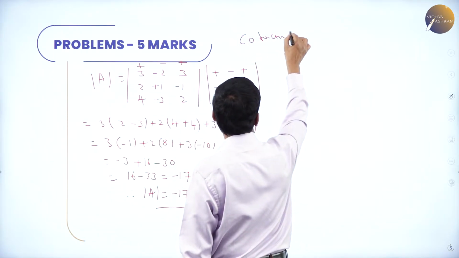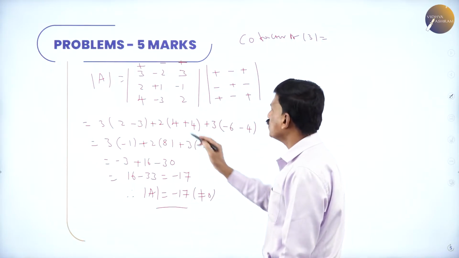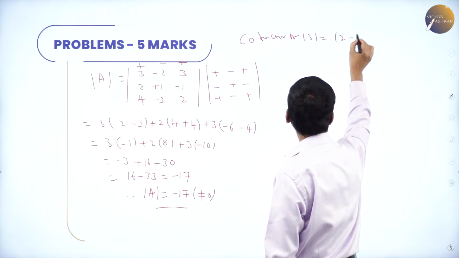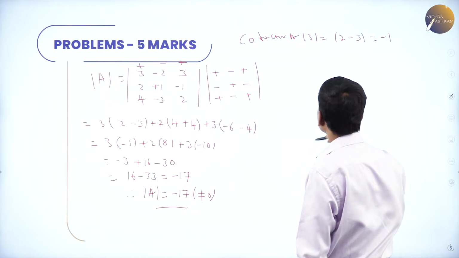Cofactor of the first element 3, A11. So this row and column is deleted. 1 2s are 2, that is 2 minus, minus into plus, minus 2 minus 3. This is equal to minus 1.